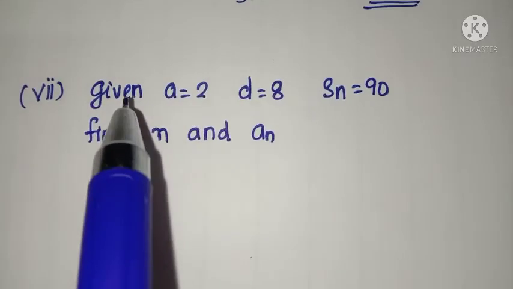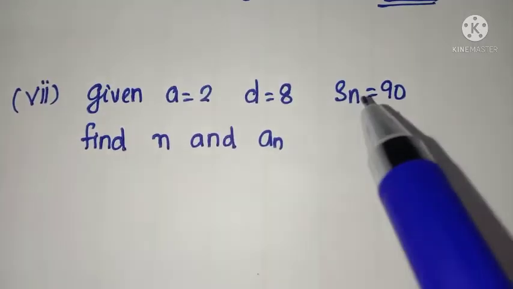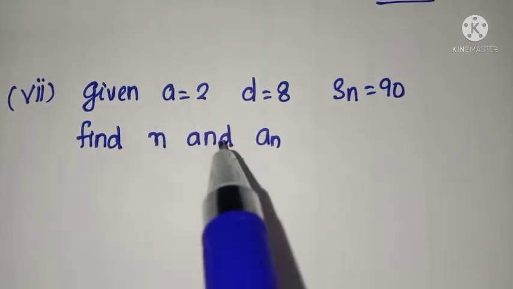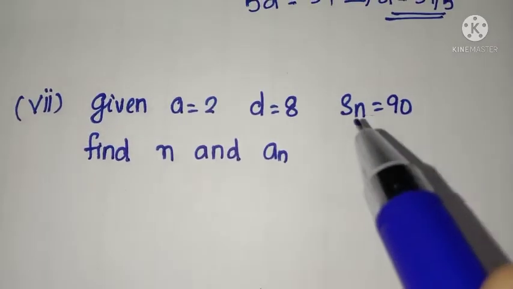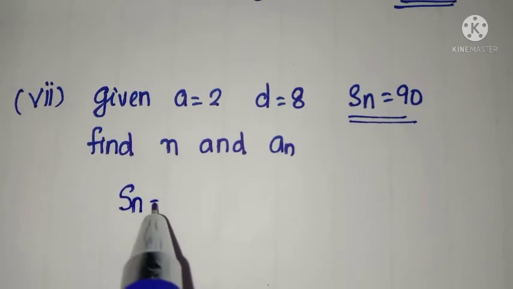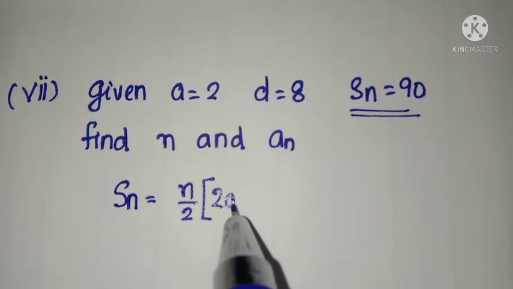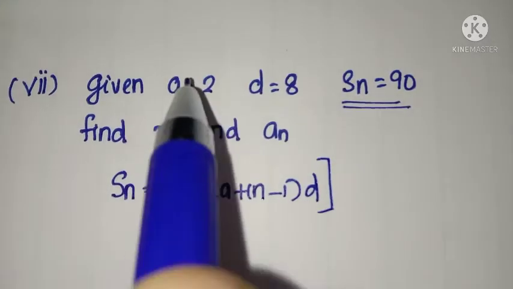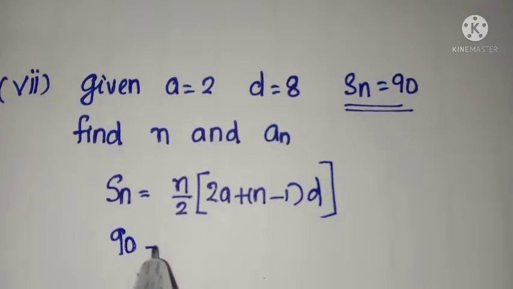7. Given first term equal to 2, d is equal to 8, Sn equal to 90, then find the number of terms and the last term, or nth term. So here Sn is given, so we have to write Sn equal to n by 2 into 2a plus n minus 1 into d, because the first term and common difference are given. Now replace all the values.